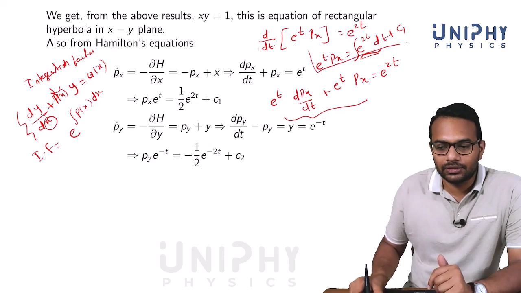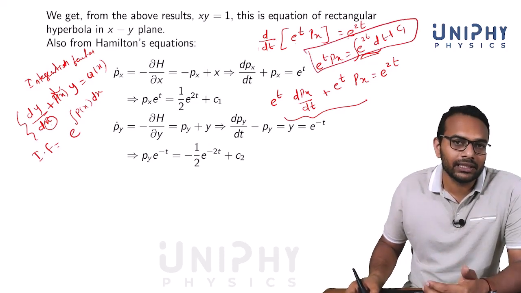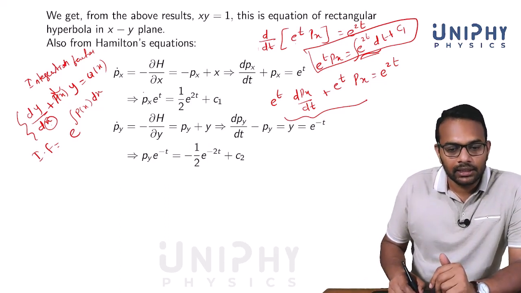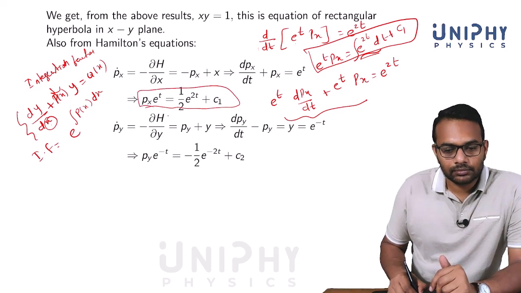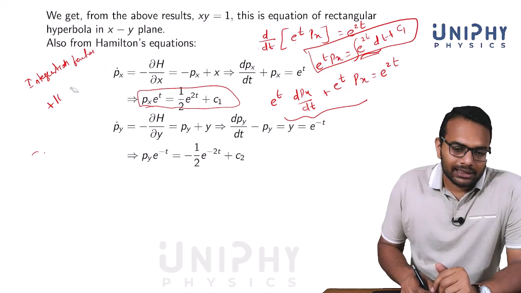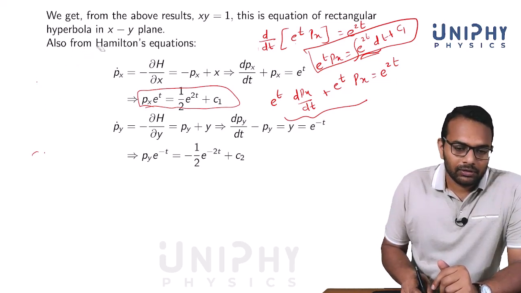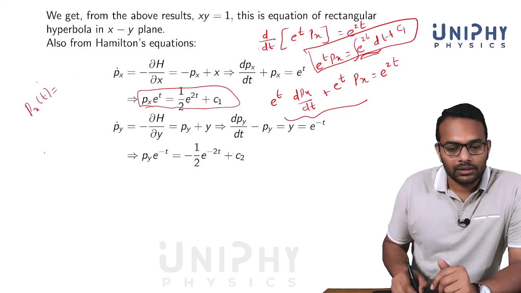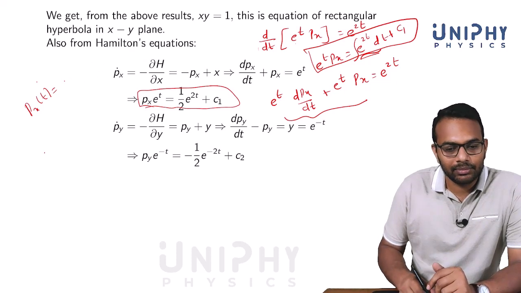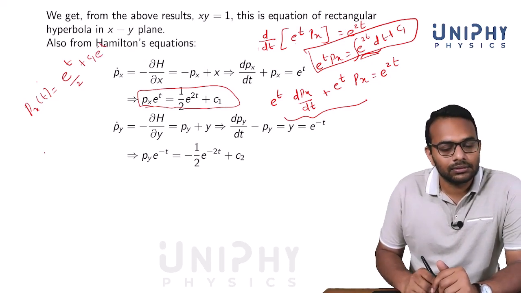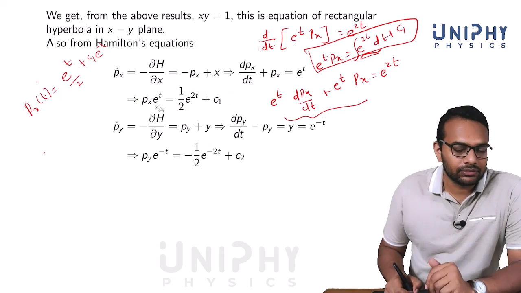This integration is not particularly difficult because it's an integral of e raised to 2t, which is simply e raised to 2t divided by 2. So we get this equation. And maybe we can go one more step and say that px of t is equal to, you just multiply throughout by e raised to minus t, that becomes e raised to t by 2 plus c1 e raised to minus t. Or we can retain it in this form, it doesn't matter.